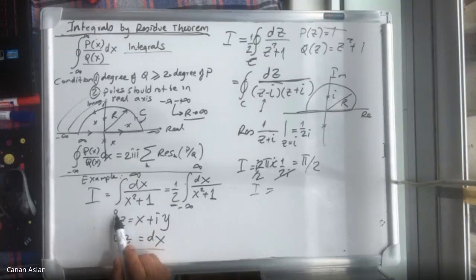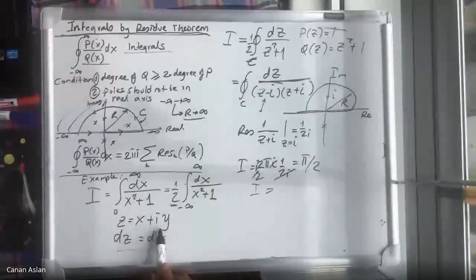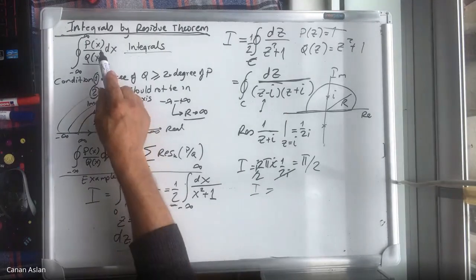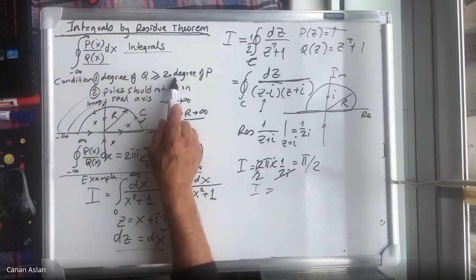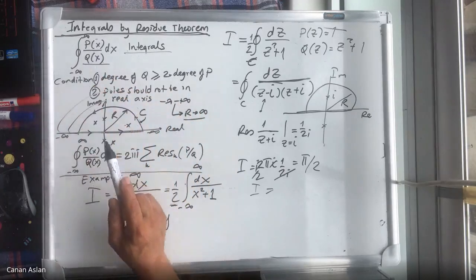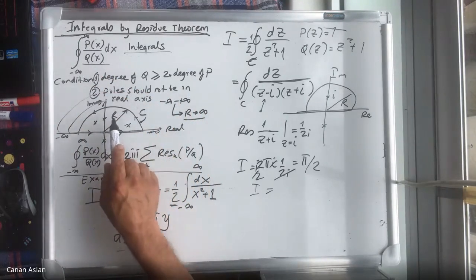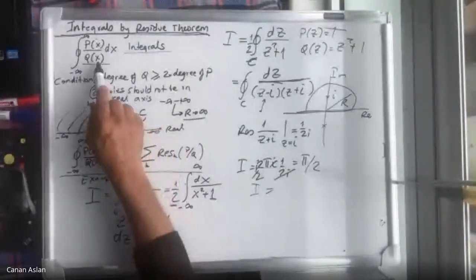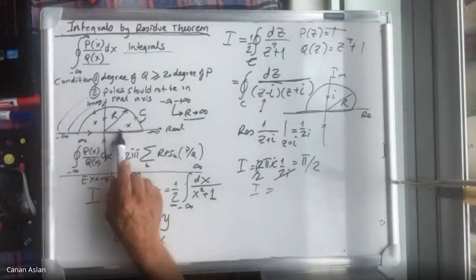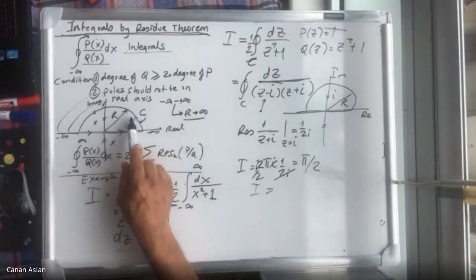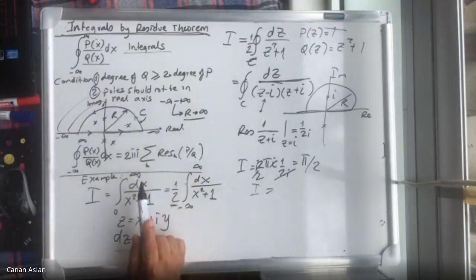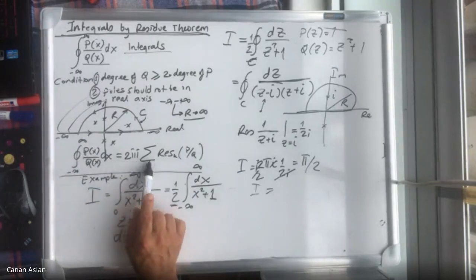Let me repeat this example. Remember that this problem was the integral from 0 to infinity of dx over x squared plus 1, and we use z equals x plus iy, and dz is equal to dx in this case. Now we learned that in this P(x) over Q(x) type of integral, the degree of the denominator should be more than twice the degree of the numerator. Another condition is that any of the poles which make the denominator zero cannot be on the real axis, because the method requires drawing a semicircle and then increasing its radius to infinity to cover from minus infinity to infinity. And then the result is just 2 pi i times the total residue.